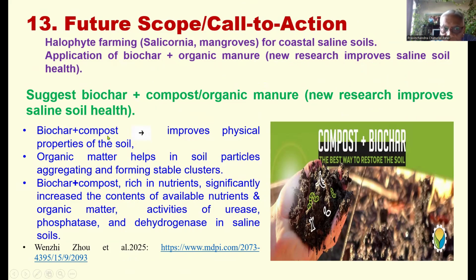So the combination of biochar plus compost improves the physical properties of the soil. Organic matter helps in soil particle aggregation and forming stable clusters. Biochar plus compost, rich in nutrients, significantly increases the content of available nutrients and organic matter, and the activities of various phosphatases and dehydrogenase in saline soil. So it is recommended for coastal saline soil that we should apply compost along with the biochar. It is the best way to restore the soil.